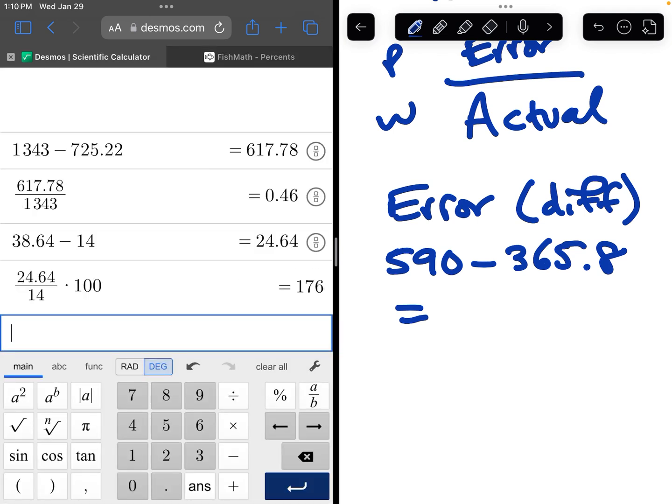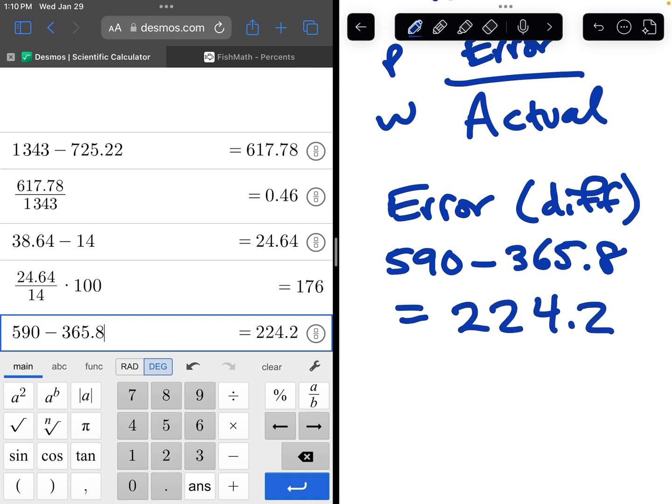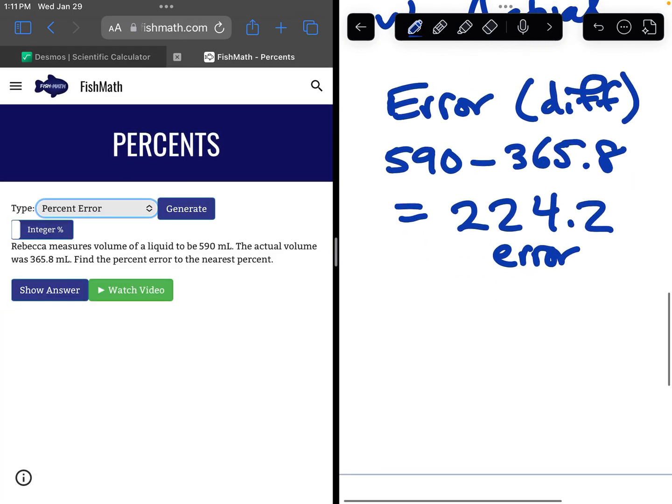We just want the absolute value amount. So 590 minus the 365.8. That means they were off by 224.2. That's the error. And then to get our percent, we're going to use that error out of the actual.